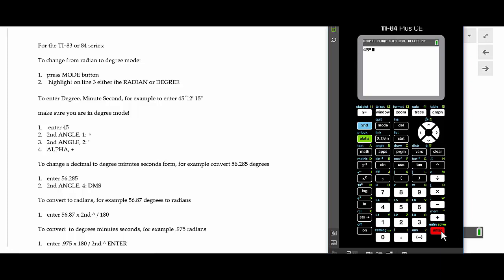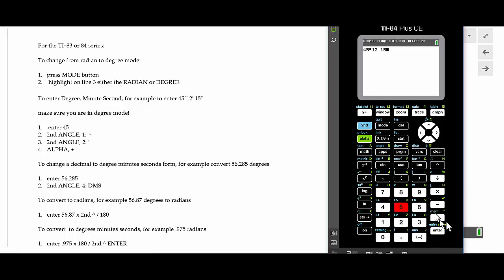Option 1, you press enter, so there's 45 degrees. Then you enter the 12. And then same thing, you go second to get that angle thing to come up. Okay, then you go to option 2, which is the minutes. Okay, and then you put the 15 in. And then this one's a little different.